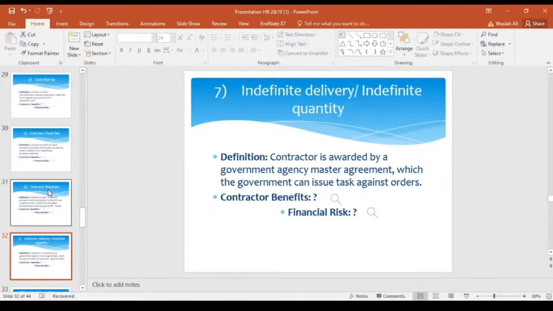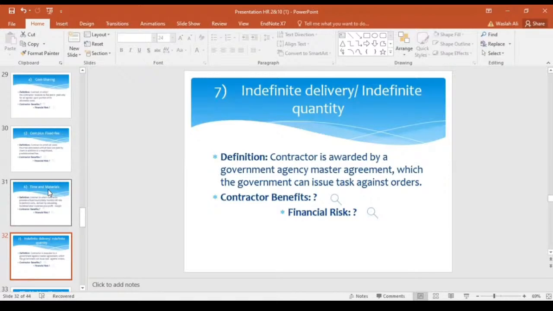In this type of contract, the contractor is awarded a master agreement by a government agency, under which the government can issue tasks against any order. So this type of contract is related to government projects and contracts. Here we also have some benefits and some financial risk for any contractor. The contractor can bid on future opportunities, in this case, that require IDIQ, indefinite delivery and indefinite quantity master contracts. And what are the financial risks? There is medium financial risk for a contractor in this type.